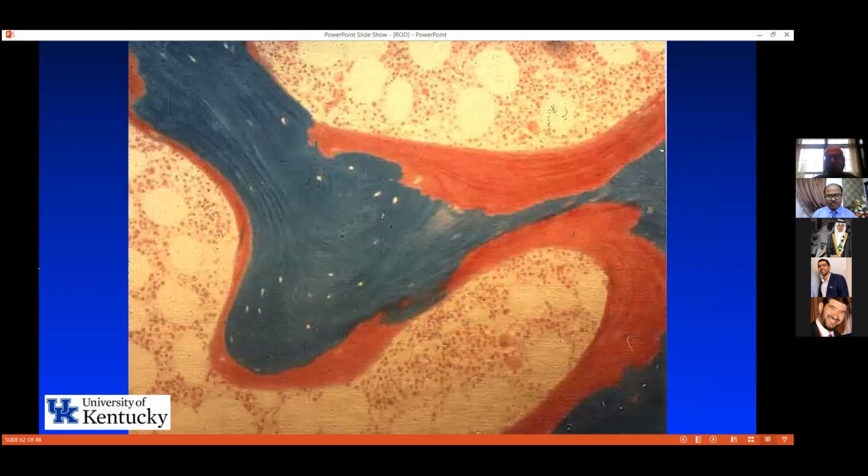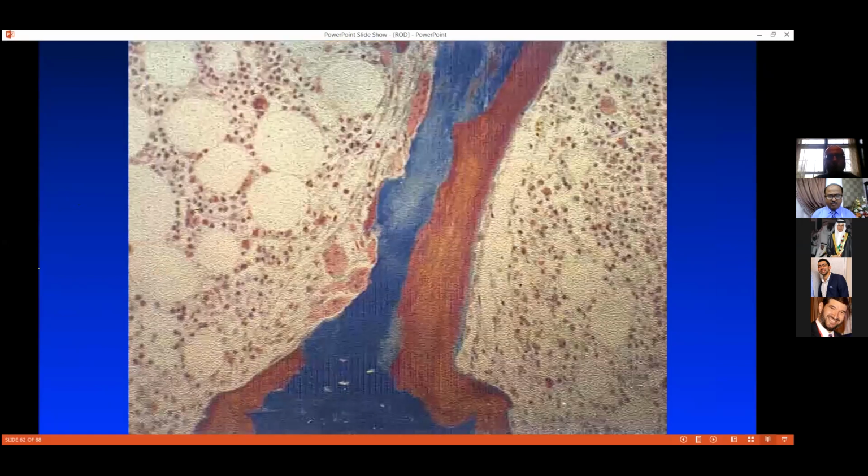Okay, here is another example, another spectrum of the bone disease. Here you see, do you see any cells? There are no cells, it's acellular, right? And on the other hand, you see the osteoid. The unmineralized bone is very thick. The osteoid volume is very thick and it's hypocellular. This is an example of low turnover bone disease.